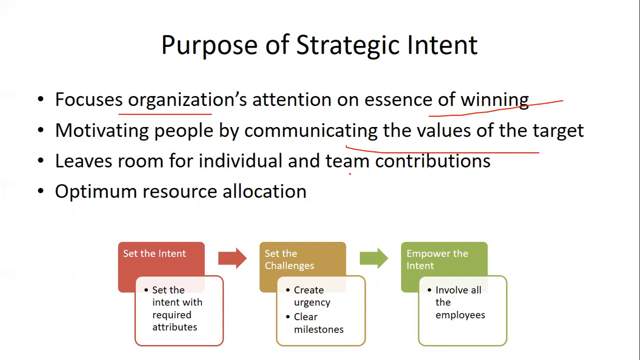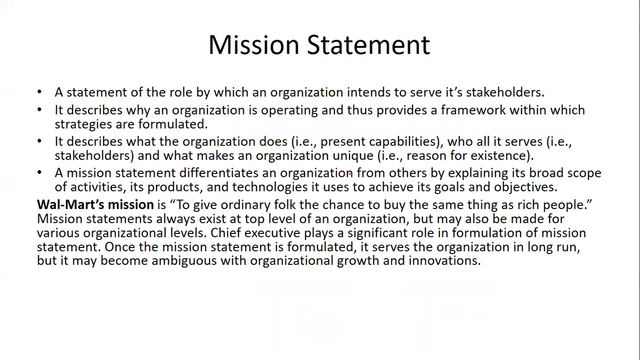So the first thing is to set the intent, that is, what exactly is required, the attributes or the features. The second thing is to set the challenges in the form of urgency or milestones. And third is to empower the intent. It means it involves all the employees. So now, as we know what strategic intent contains, let us understand individually how this intent can overall help the organization to achieve the goal.